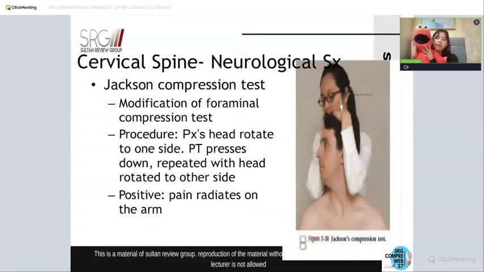Again, kung saan naka-rotate ang mukha, or saan naka-rotate ang head, doon dapat magkakaroon ng radiation of pain. Okay, so there's radiation of pain here. Again, you're positive with what we call your Jackson compression test. Okay, clear po tayo dun? Clear?